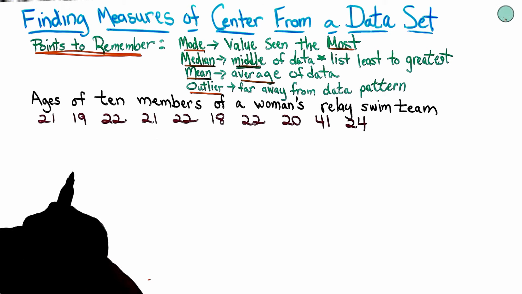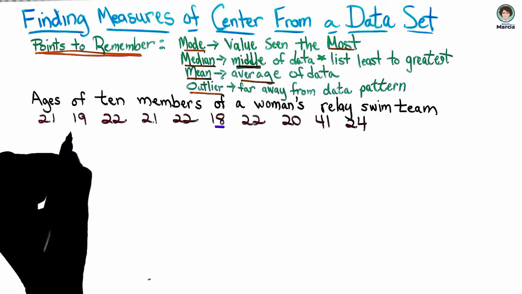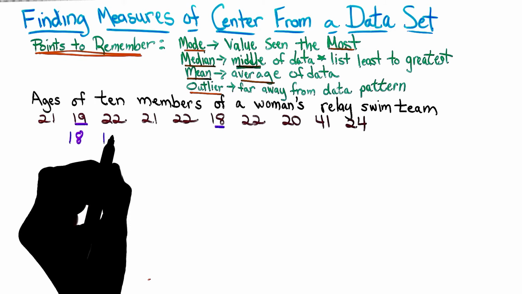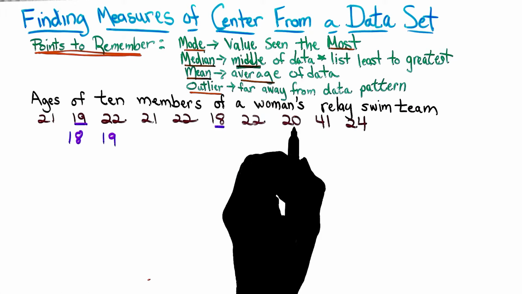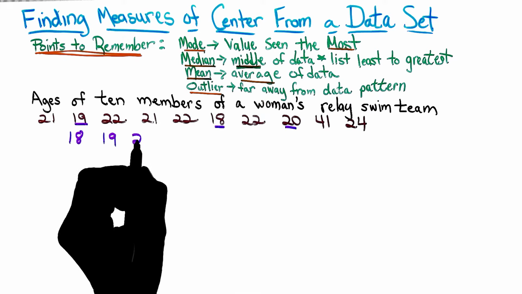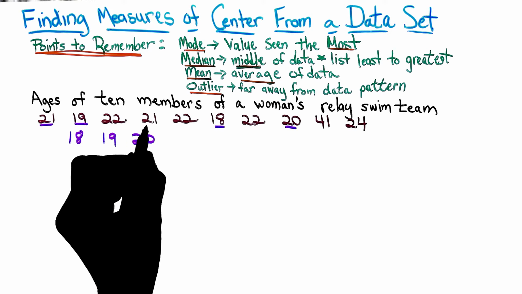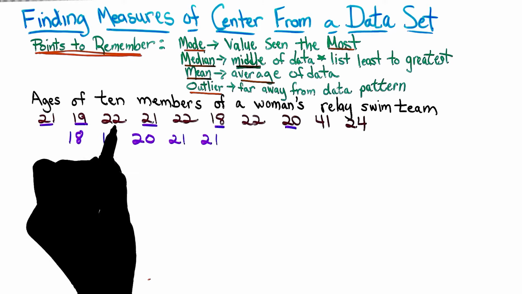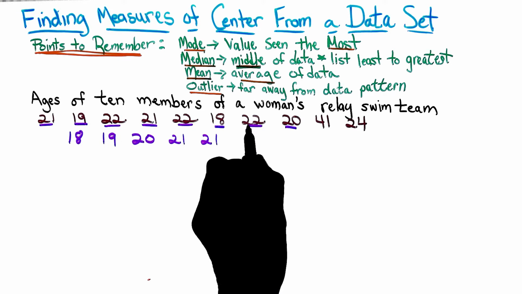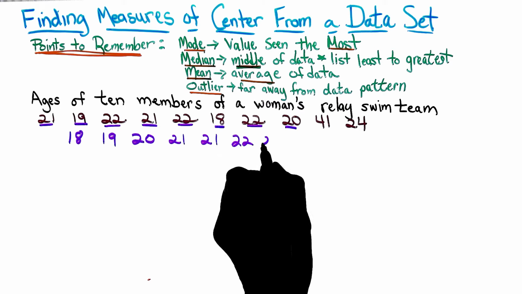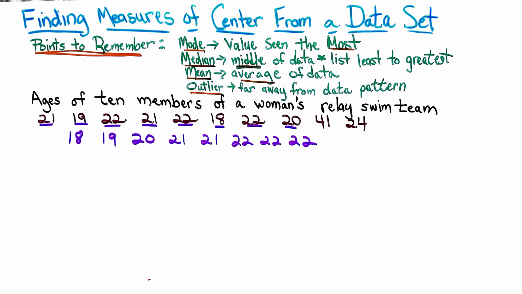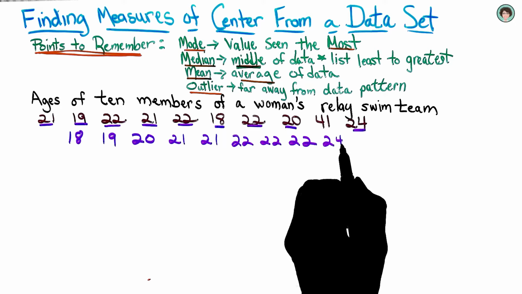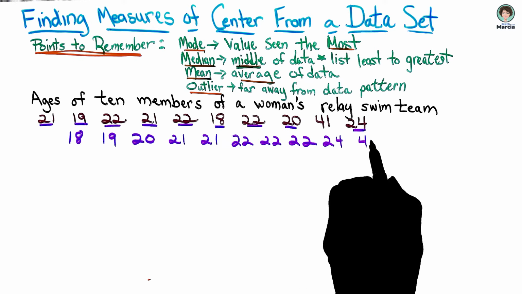As I'm putting them in order, I like to underline them and mark them off. 18 was the youngest, and now my 19 was next. I see I have one 20. I have two 21s. Then 22s: there's 1, 2, 3. So 22, 22, 22. There were three of them. And now I see I have my 24 and I have a 41.